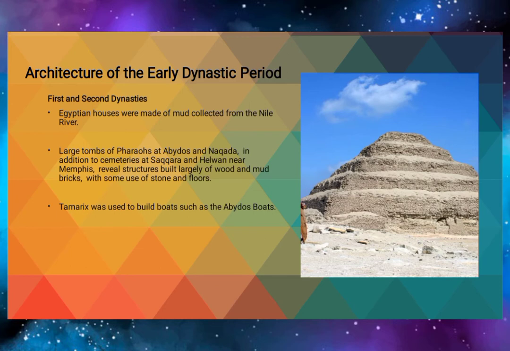Next, large tombs of pharaohs at Abydos and Akkada, in addition to cemeteries at Saqqara and Helwan near Memphis, reveal structures built largely of wood and mud bricks, with some use of stone for walls and floors. So the stone was used in quantity for the manufacture of ornaments, vessels, and occasionally for statues.